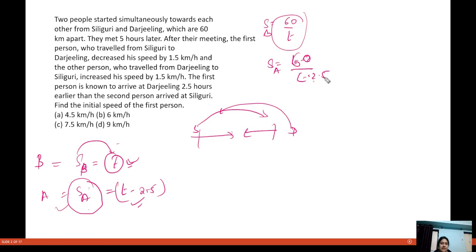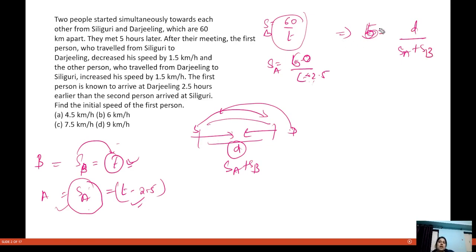Now I have to find this t. Fine. Now how can I find this t? See, I know that both of them have covered this distance d together in 5 hours, traveling with relative velocity SA plus SB. Okay, so d by SA plus SB is equal to 5.